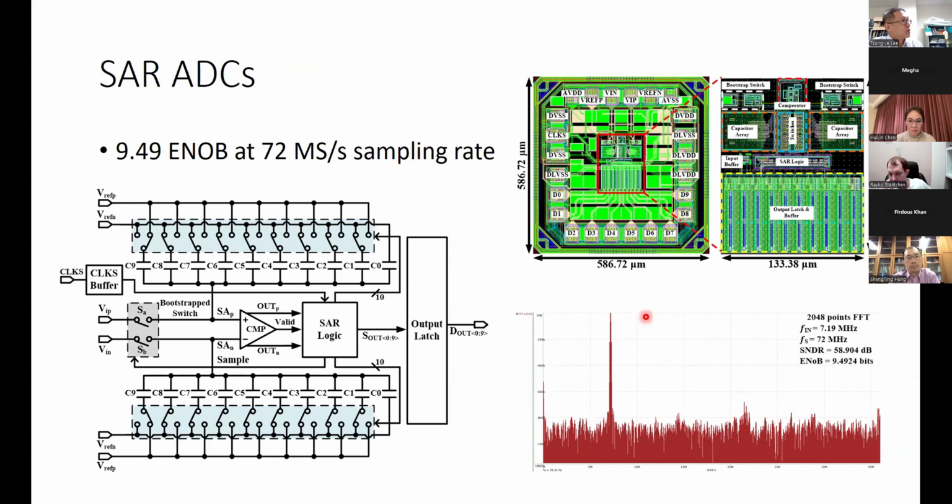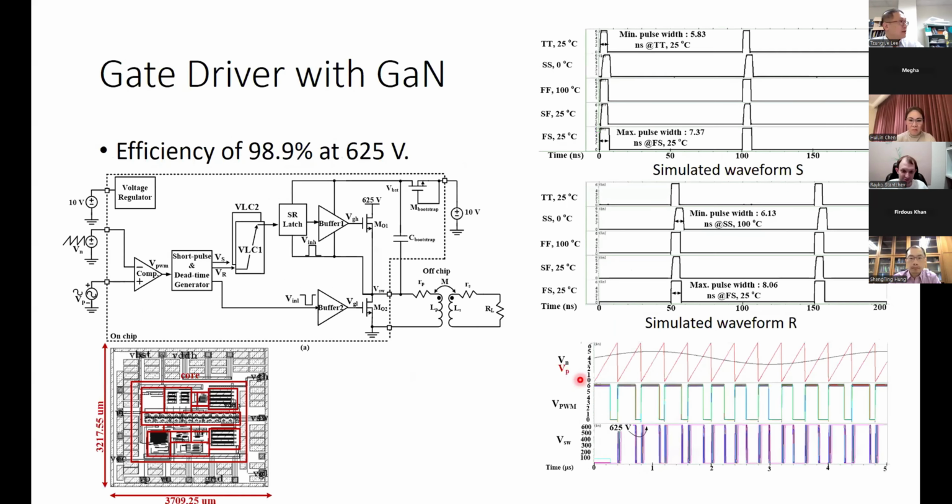Another popular topic is ADC design, analog to digital converter. From the simulation result, we can get more than 9 ENOB. That means the resolution is more than 9 bits, with a sampling rate of 72 mega samples per second. So this is the simulation result. The SFDR is good.